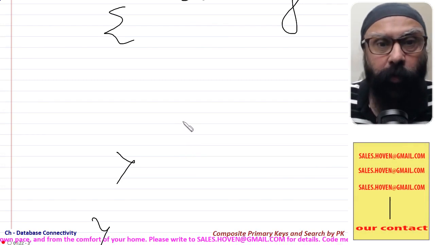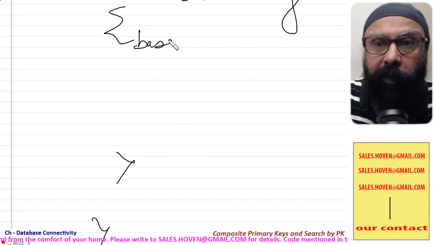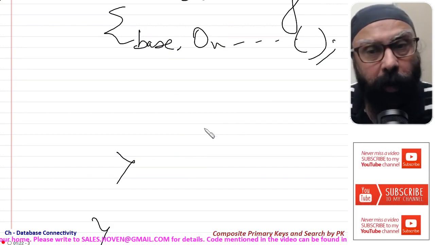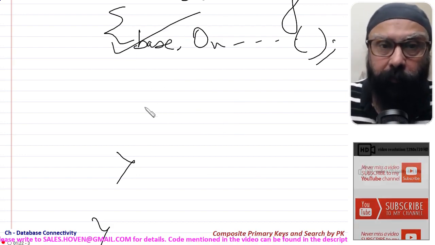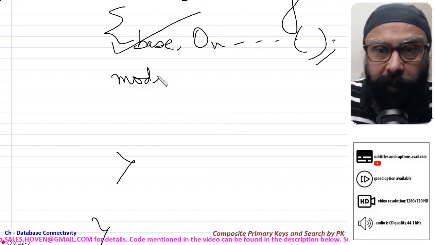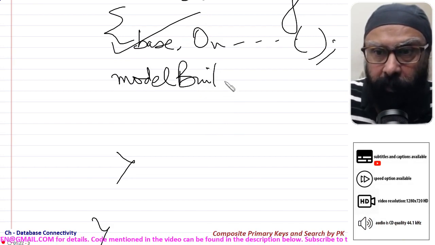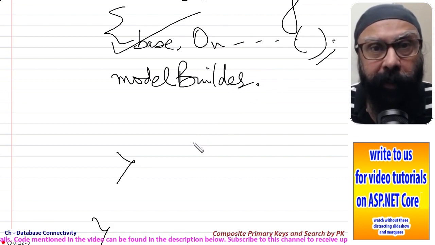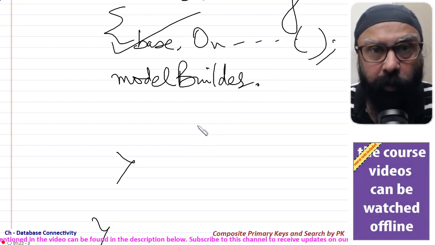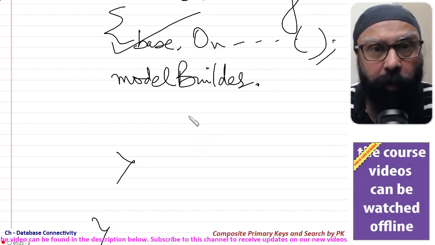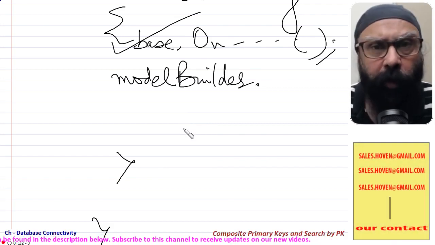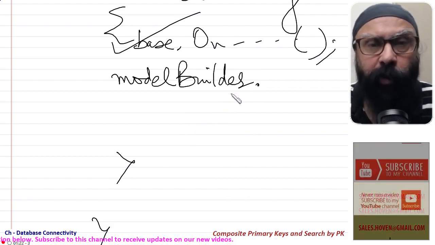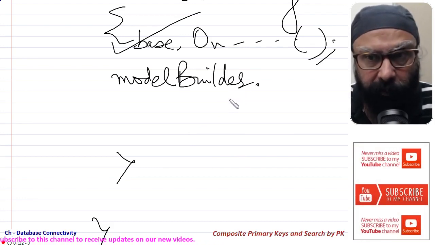So how do we do it? The first is base.OnModelCreating. This is the base function call, so this will be there. And then modelBuilder. For source code, see the linked page in which this code has been presented. Although I have not added any project for this, you can copy paste that code whenever you have a need for specifying primary keys.